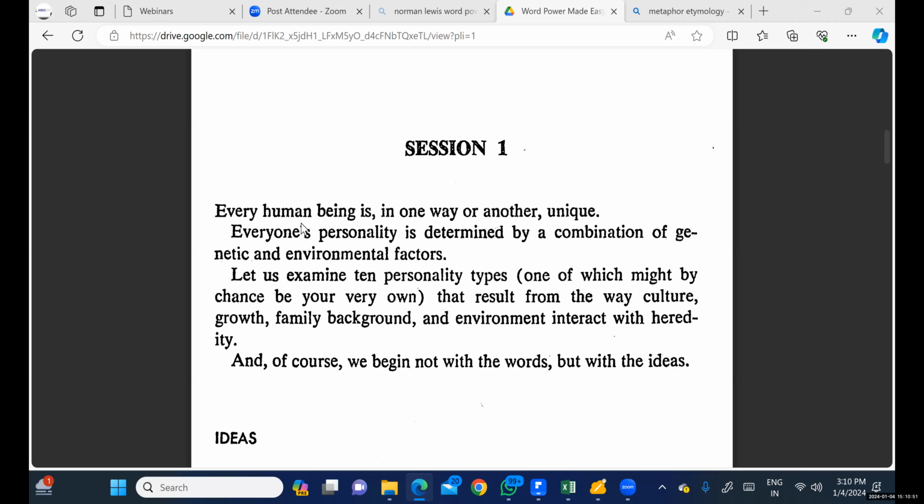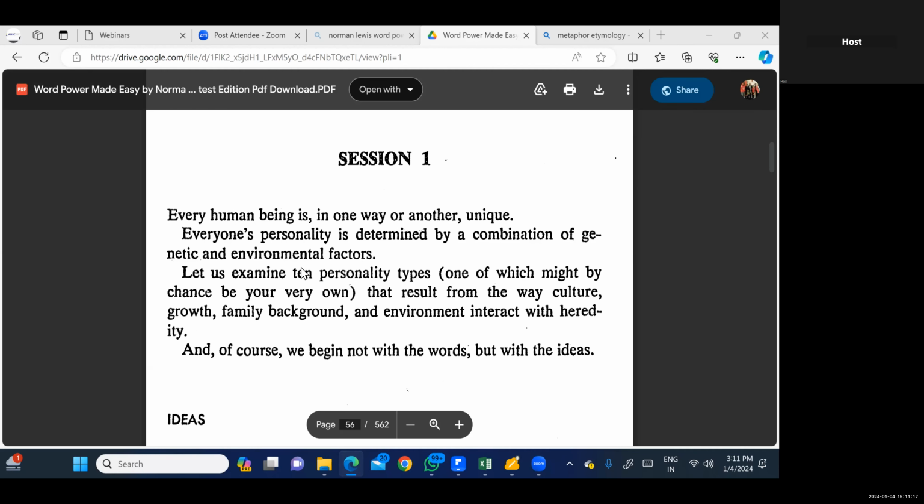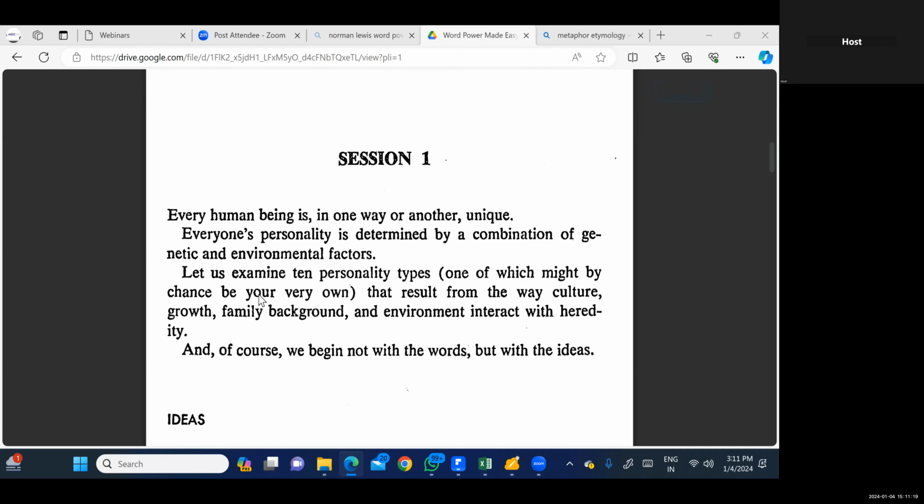Every human being is, in one way or another, unique. We all know that. Anirudh is unique. Himangi is unique. Nishant is unique. Everyone has different characteristics and different qualities. Right? Some of the qualities are common. Everyone's personality is determined by a combination of genetic and environmental factors, of course. Let us examine 10 personality types.